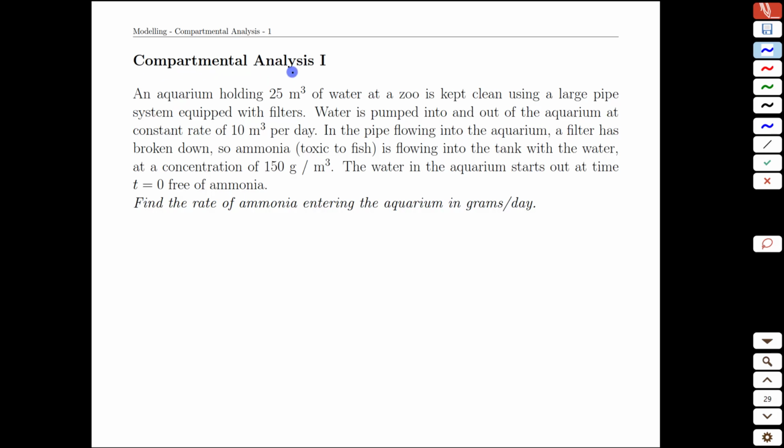In this video, we're going to look at compartmental analysis, which is something that's very common in biopharma, pharmacokinetics, drug studies in general. We're going to look at it in a more simplified model, looking at an aquarium. But the idea is that you might have various compartments in a system.